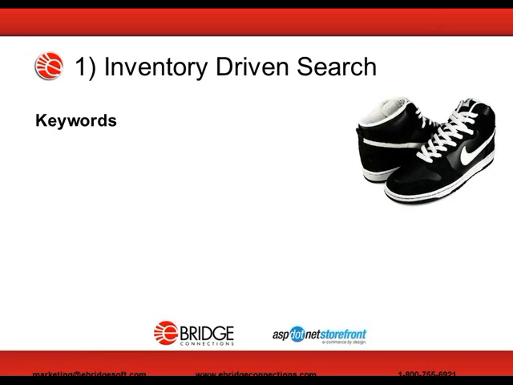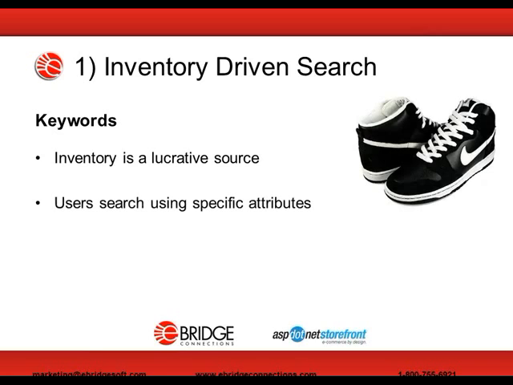Inventory-driven search allows merchants to dynamically control the content and flow of paid ads based on their live inventory information. As I briefly mentioned a moment ago, product attributes offer a lucrative source for keywords. Every item you sell has a slew of potential attributes. You can think of dozens already, things like size, color, weight, brand, model number, MSRP, condition, countless others.